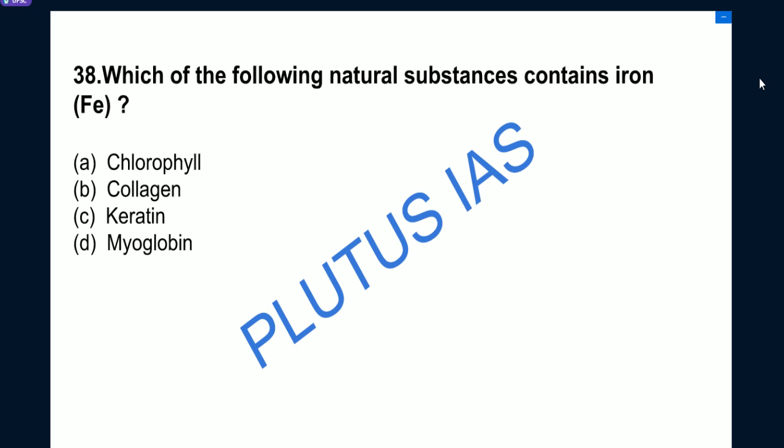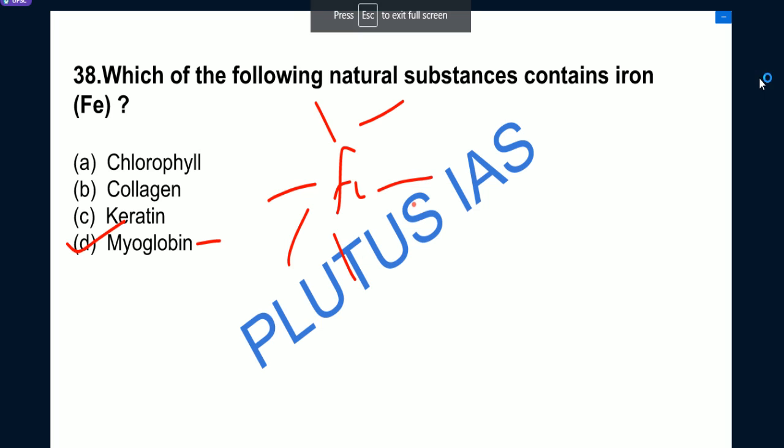Then question number 38. Which of the following natural substances contains iron ore? This is a hard question. Why is this a hard question? It needs quite an understanding of things. In this question, basically these are proteins. Now this myoglobin, in the structure of this myoglobin, iron is situated at the center and there are various bonds. So the answer is myoglobin. It is an iron oxygen binding protein where iron is situated at the center.